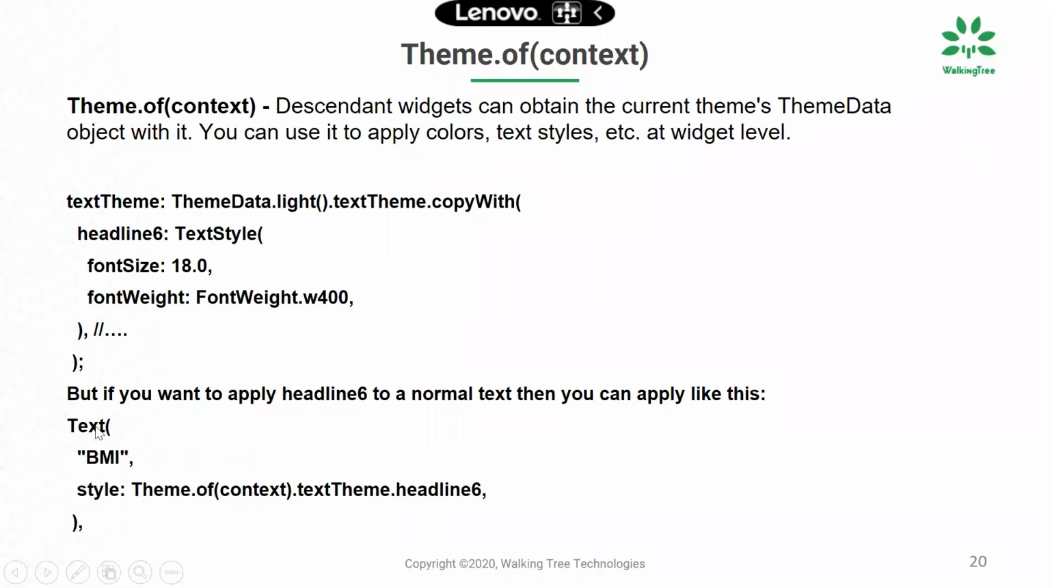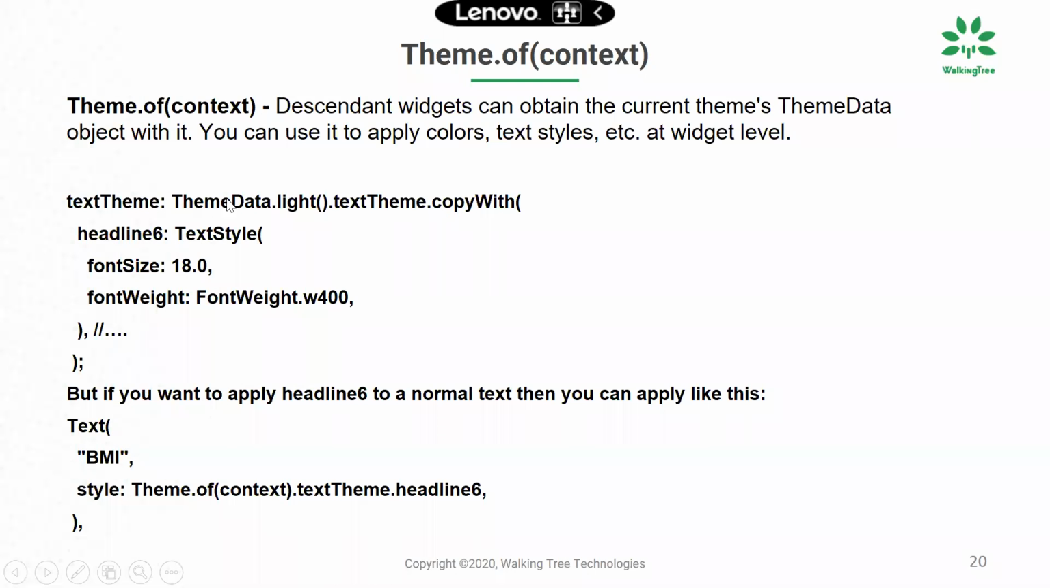headline6, we have overwritten it with this style. Now, somewhere in my application, this text widget is using this text, BMI. Normally, what will it do? It will take bodyText1 or 2, but I don't want that, I want it bigger. So we can say style: Theme.of(context).textTheme.headline6. So if this font size is very big, then that font size will be used here.